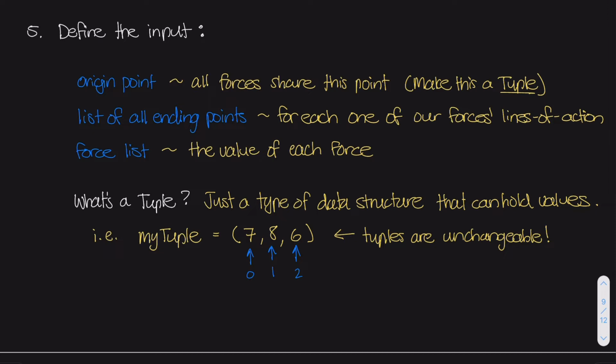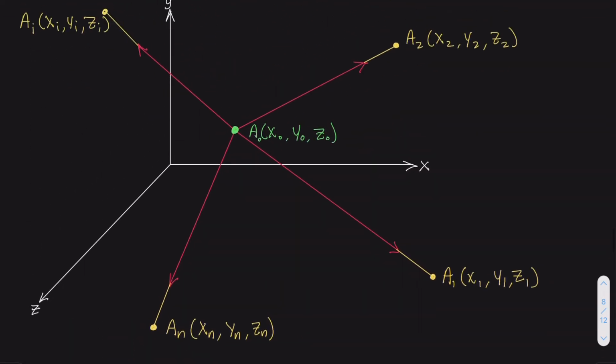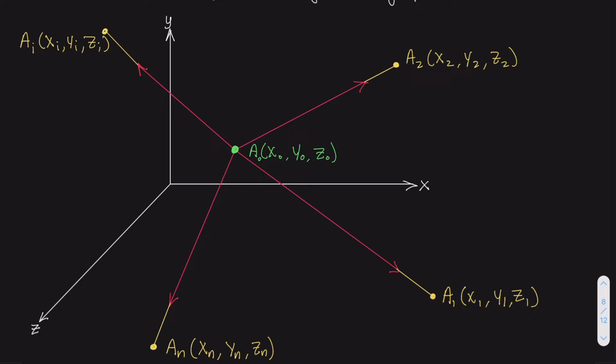Now, to start off with our algorithm, the very first thing we want to do is define our input. What input in this problem do we have, and what do we need to define in order for this script to work? The very first thing, if you remember from the last video, is that all these lines of action for each one of these forces go through this point A naught. I'm going to call that the origin point or the particle point. We need to know where this point is because all of these forces are acting on that point, or the lines of action for all of those forces are going through that origin.